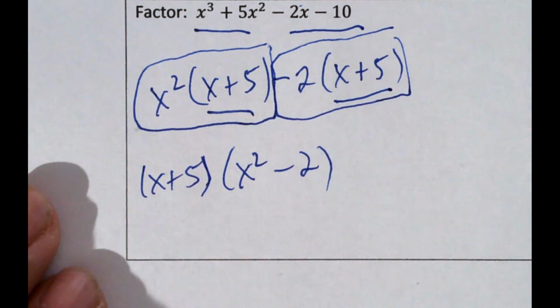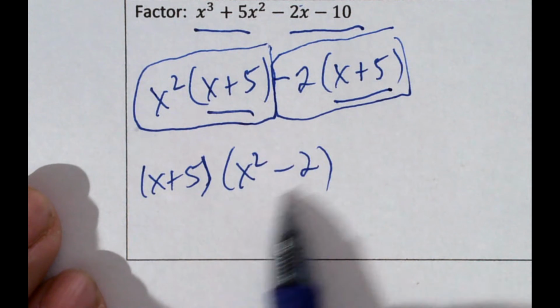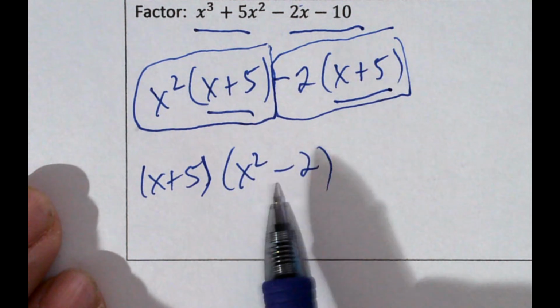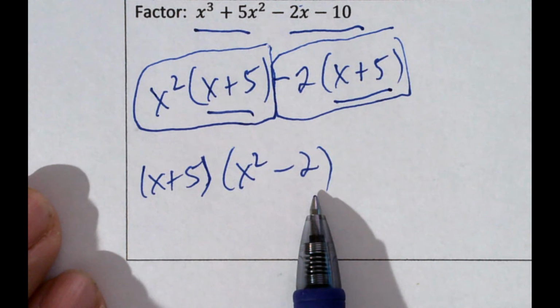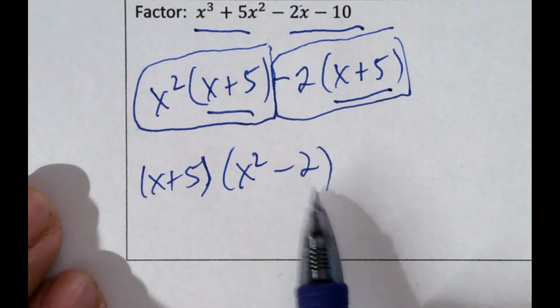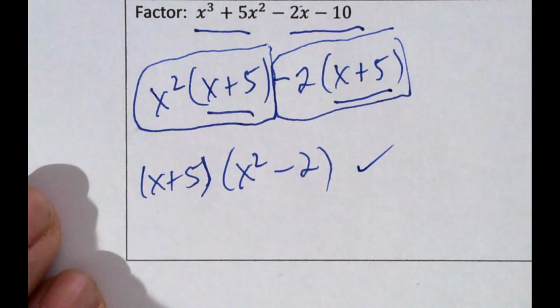And that's it. Now, sometimes you need to check to see if this is factorable. There is an x squared, there's a minus sign, so it's potential. But 2 is not a perfect square, so you do not continue factoring. And this is the answer.